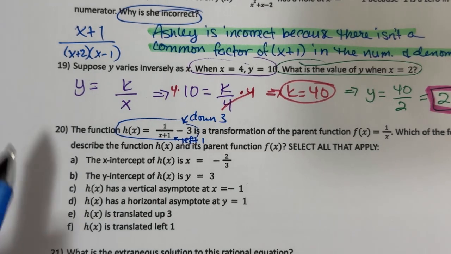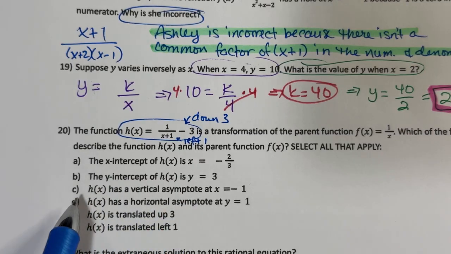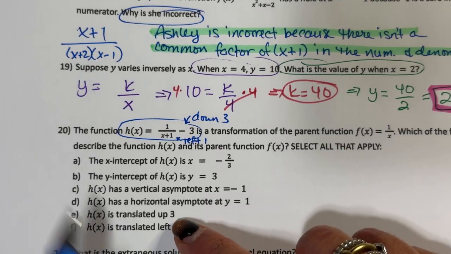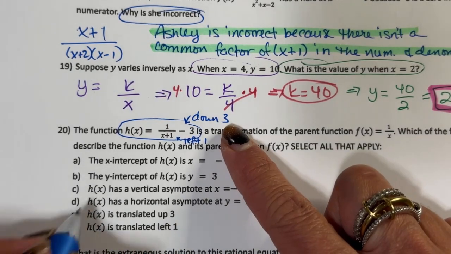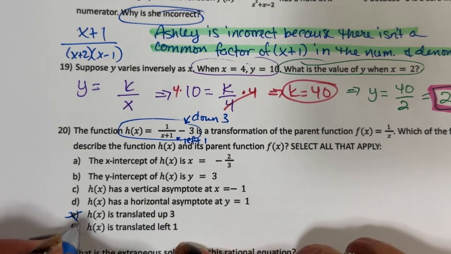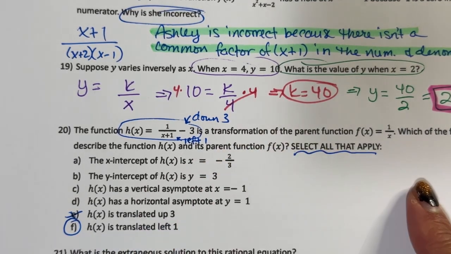So we know those shiftings of the parent function. But then when you look at the answer options, it says x-intercept of this, y-intercept of this, vertical asymptote at x equals -1, horizontal asymptote at y equals 1, translated up 3 units, translated left 1 unit. All right, well, we already know this one. It did not go up 3, it went down 3. So it's not that. It did go to the left one, though, so we know it's F, but this is a select all that apply, so that's not the only answer.